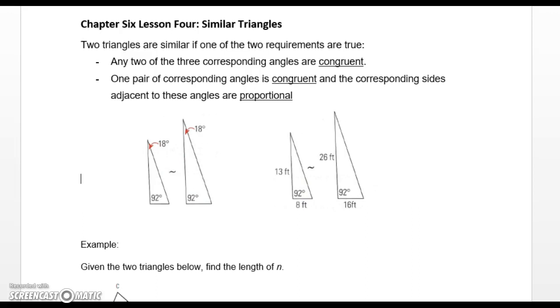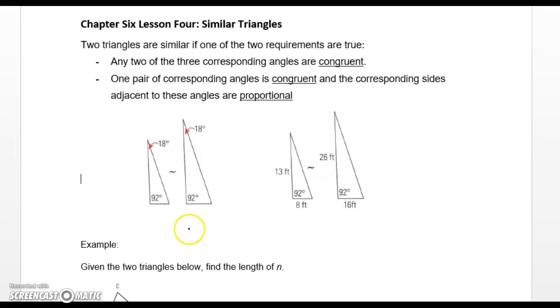So in order for two triangles to be considered similar, one of the two following requirements must be true. Either 1, any two of the three corresponding angles are congruent, or 2, one pair of corresponding angles is equal, and the corresponding sides adjacent to those angles are proportional.